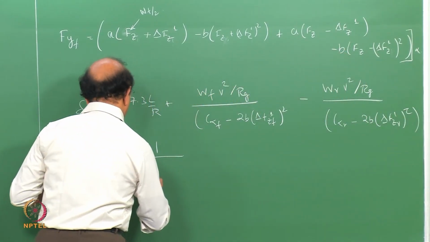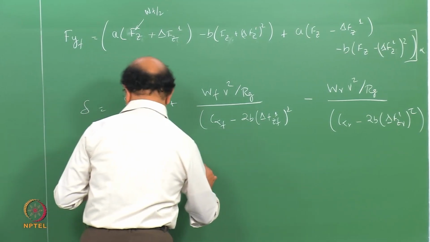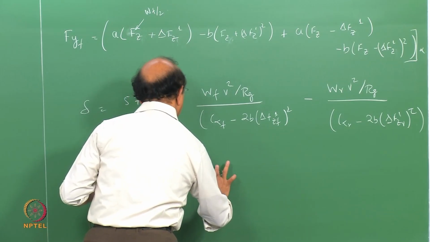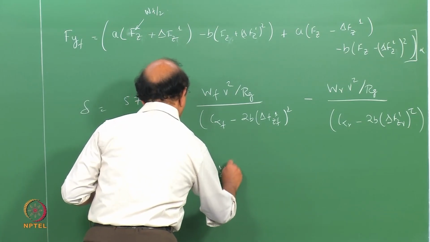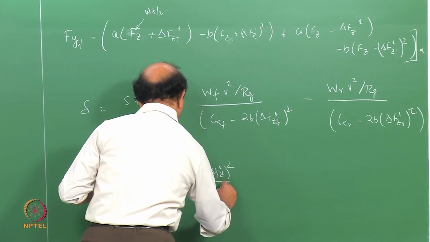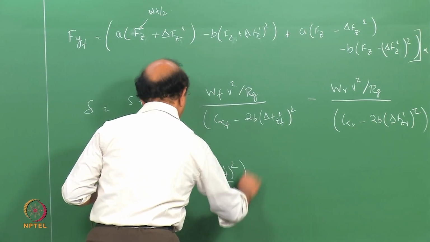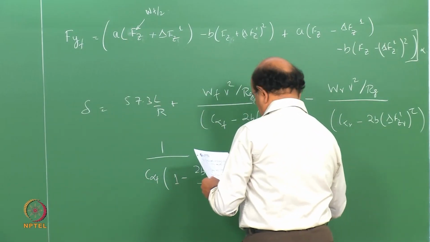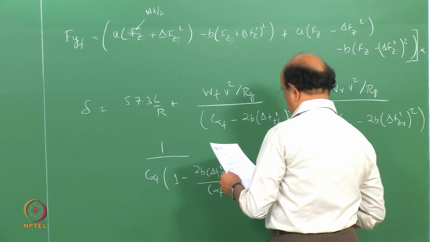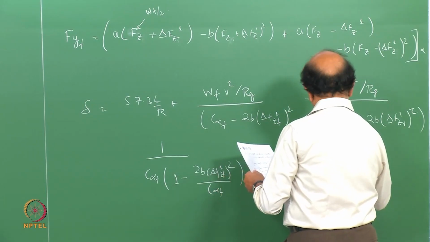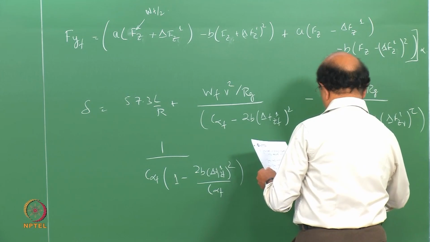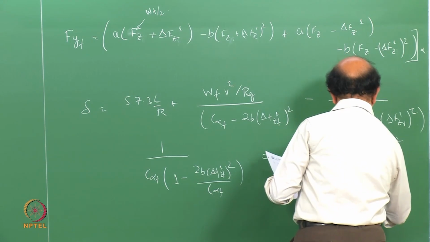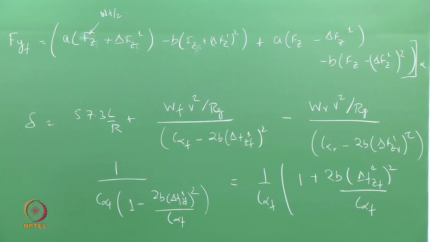Now let me take that, one of that: 1 minus 2B into delta Fz f 1 whole squared divided by C alpha f, and that can be written as 1 by C alpha f into 1 plus 2B into delta Fz f 1 whole squared by C alpha f. Let me explain this.